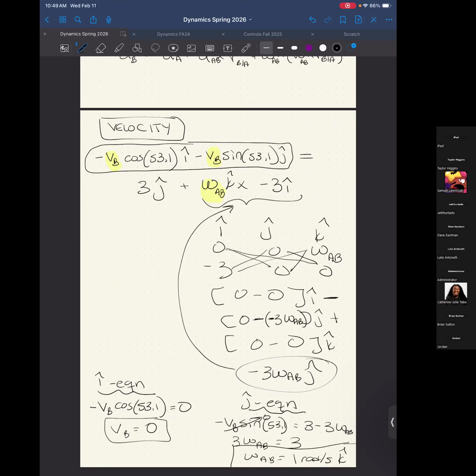And you should do the same thing for acceleration. Same thing for acceleration. And you have to do the same song and dance with the direction of acceleration for B.